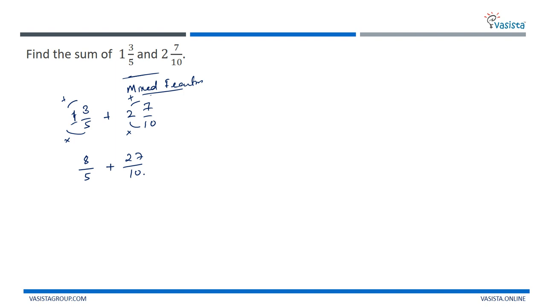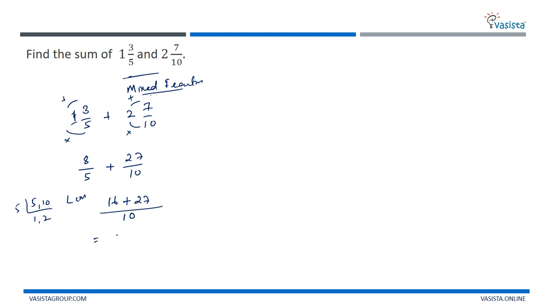For 5 and 10, the LCM is 10 only, right? Let us check: 5 ones are 5, 5 twos are 10, further division is not possible. 2 ones are 2, 2 fives are 10. 10 is the LCM. 5 twos are 10, and 2 eights are 16. Correct. 10 plus 27. So this will become what?